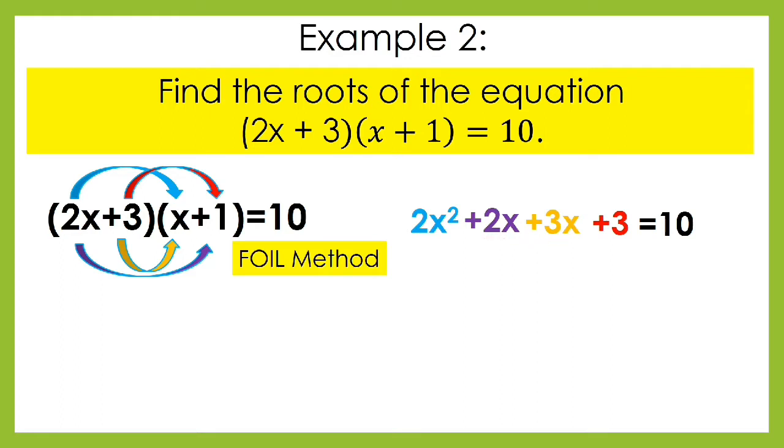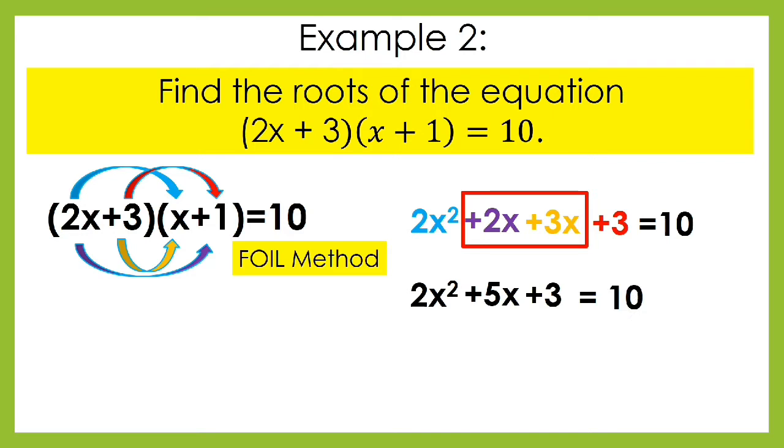So, 2x and 3x are similar terms. Let's copy 2x squared. 2x plus 3x is equal to 5x. And then, we copy plus 3 equals 10. Okay, this is not yet in standard form because we have 10 here. Dapat ay 0 ang nasa right side ng equation. We will transpose 10 or ililipat natin si 10, kunin natin ang kanyang opposite, from positive magiging negative 10 siya.